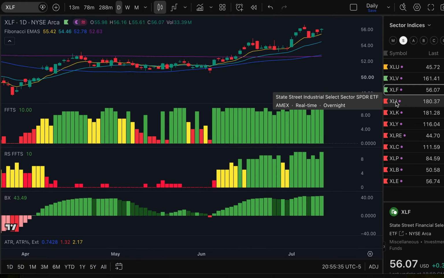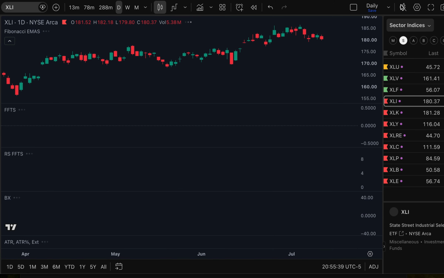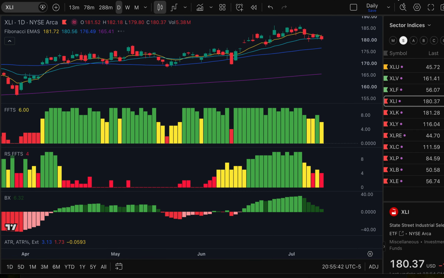All the other sectors I have marked as red, so let's go through those. The industrials, XLI, down to a 6 out of 10 on the trend, 4 out of 10 on the relative strength trend. Momentum is still positive, but has been decreasing over the last few days.